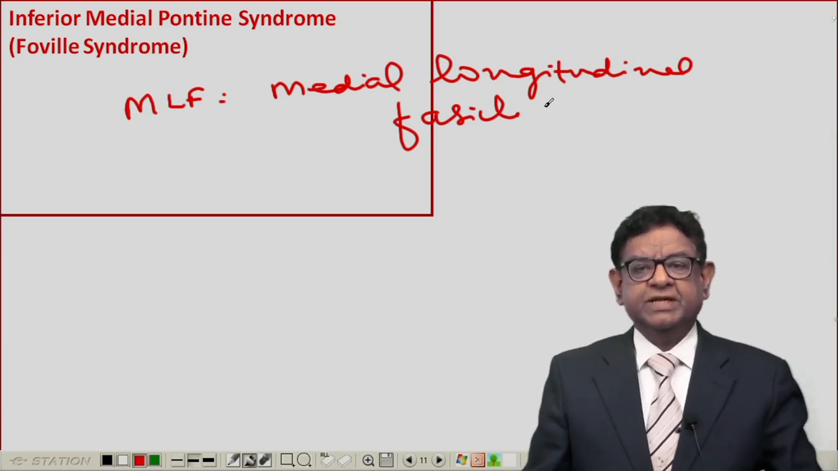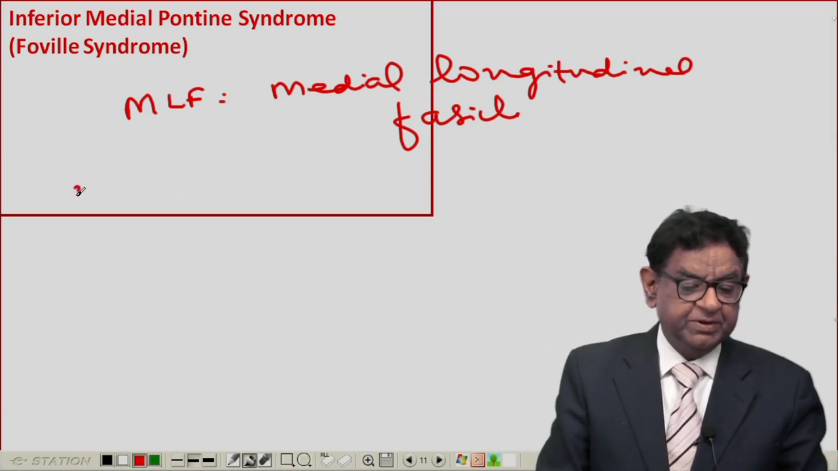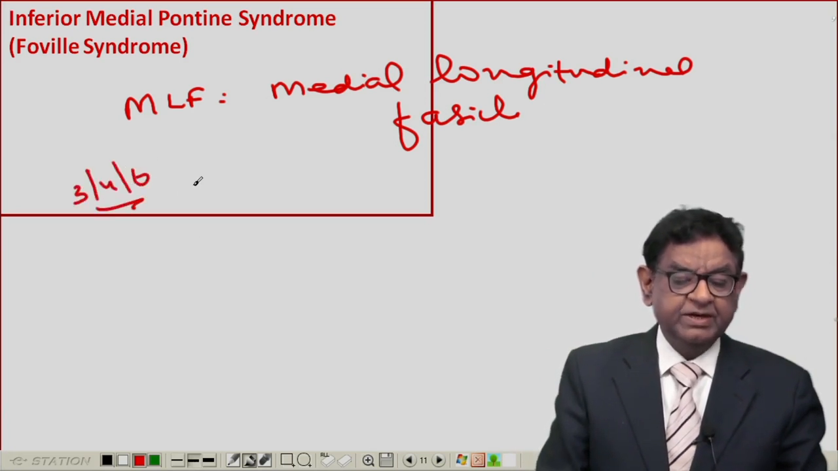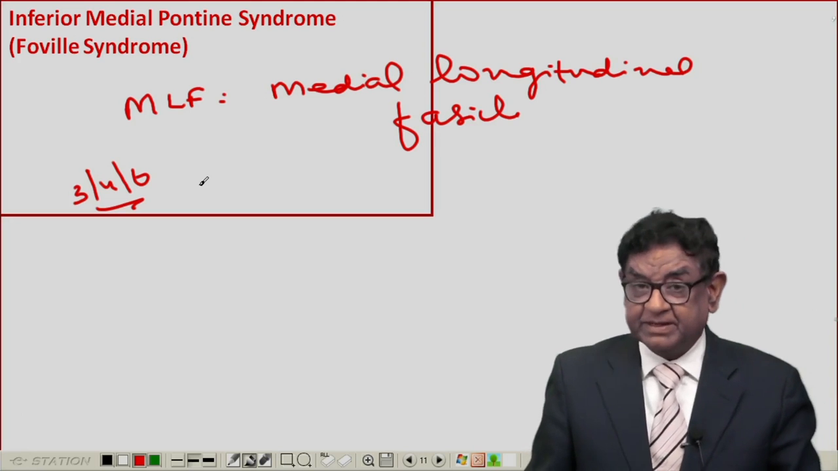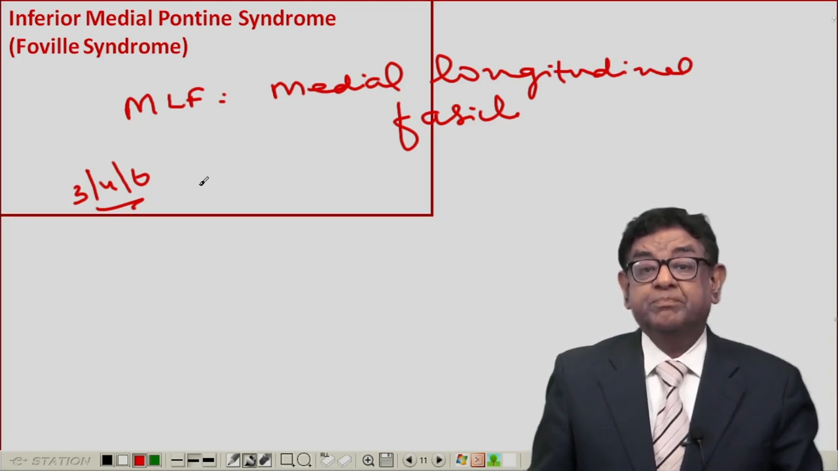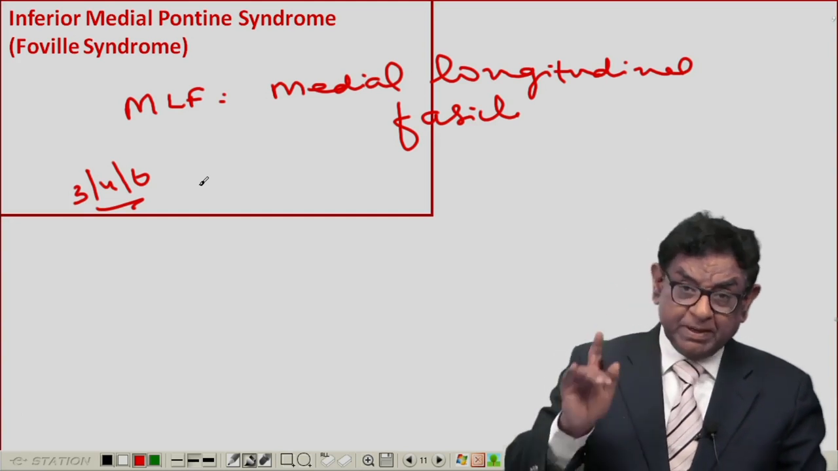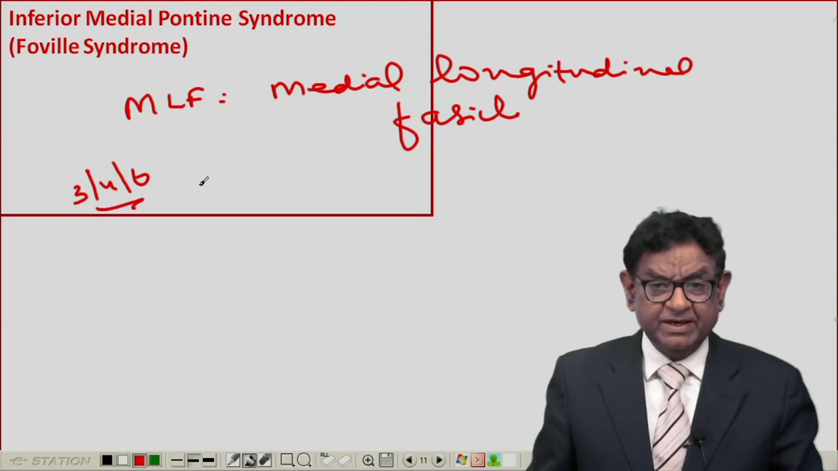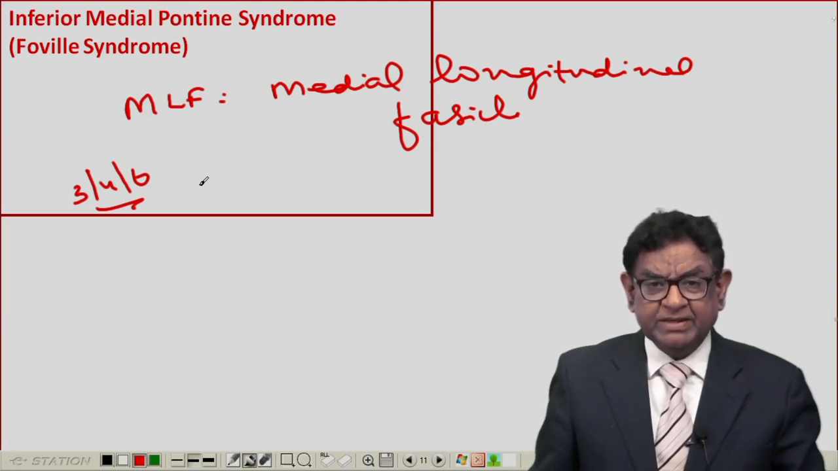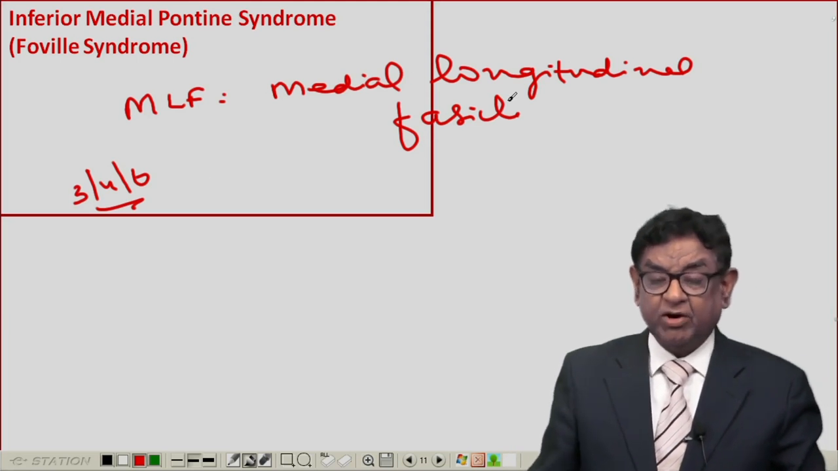So of course there are different muscles, and there are three major nerves, that is third, fourth and sixth nerve, and they are coordinating. And remember, the eye movements are exactly coordinated, parallel. There is no deviation in normal eyes. But again, different muscles, different nerves are involved. How can they work in such a coordinated way? This is done by the medial longitudinal fascicle.